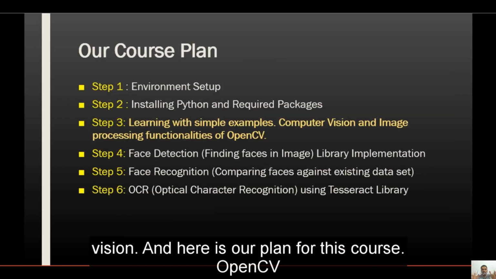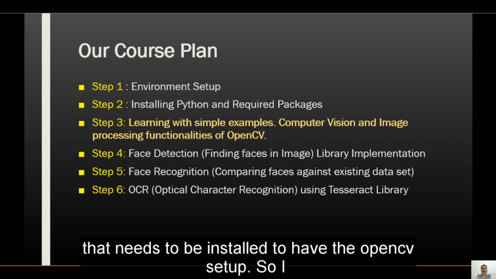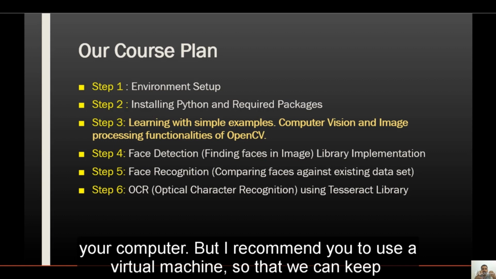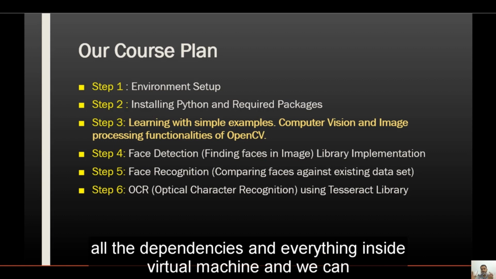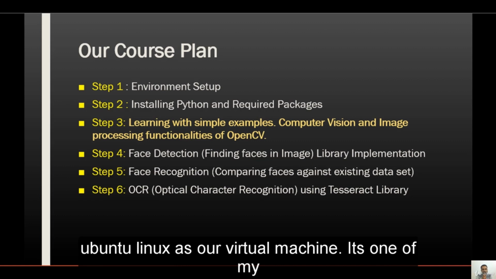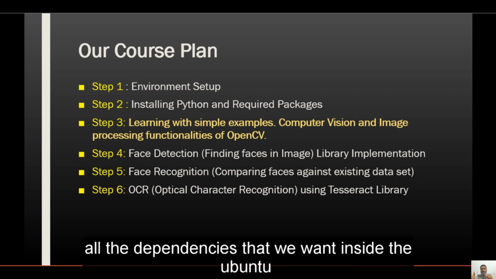And here's our plan for this course. OpenCV is a dependency based project. We need to have multiple scientific libraries installed to have the OpenCV setup. So if you are using your own computer, it's okay, you can install directly on your computer, but I recommend you use a virtual machine so that we can keep all the dependencies inside it and install all the packages inside the virtual machine. I'm currently preferring Ubuntu Linux as our virtual machine because it's one of my favorite Linux distributions, and we will install all the dependencies inside the Ubuntu virtual machine.